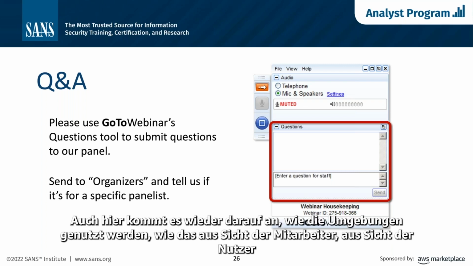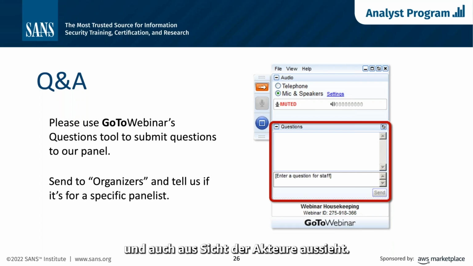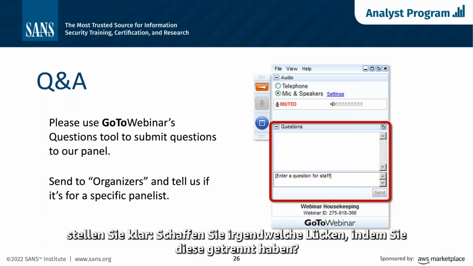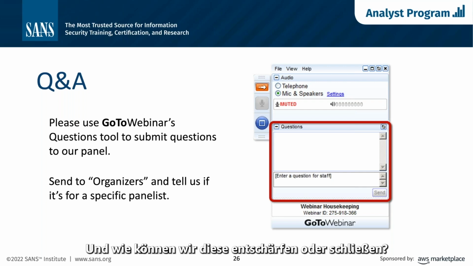Again, this also depends on how the environments are used, what that looks like from an employee perspective, from a user perspective, and also from an actor perspective. But yeah, I'd say try and unify them to the best of your ability. If they are separate, understand whether you are creating any gaps by having them separate, and how do we go about mitigating or closing those?